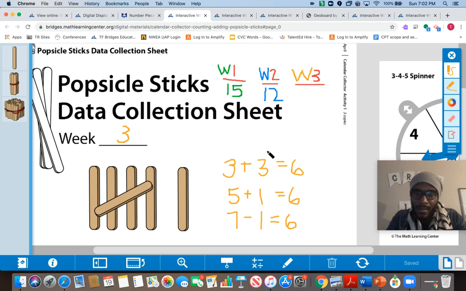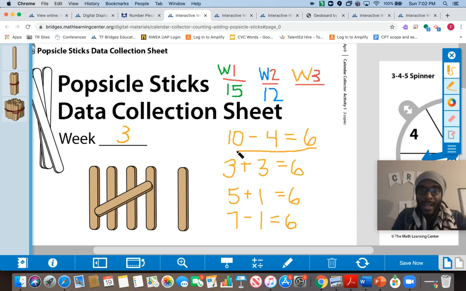And then I'm going to do one more subtraction. 10 take away 4. The reason why I know that 10 take away 4 is 6 is because I know that 6 plus 4 equals 10. If I was to unzip that problem, it will be 6 plus 4 equals 10. But if I was to zip it up, it'll be 10 take away 4 equals 6. So that's why I know that 10 take away 4 is 6.